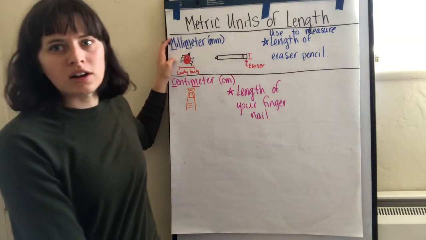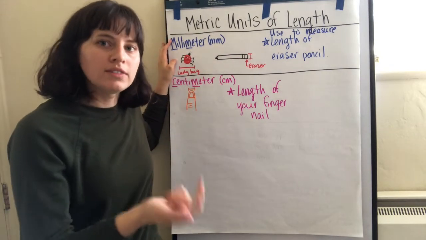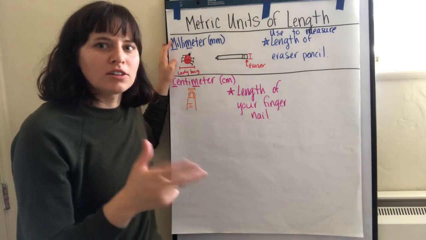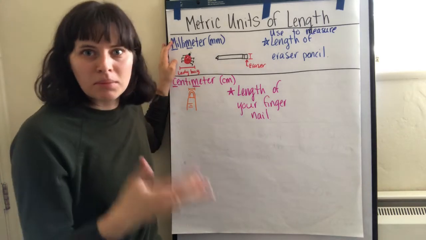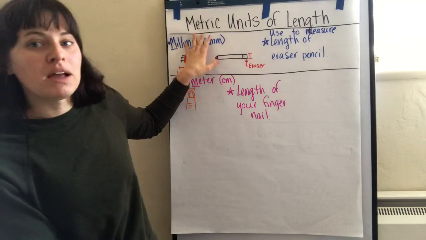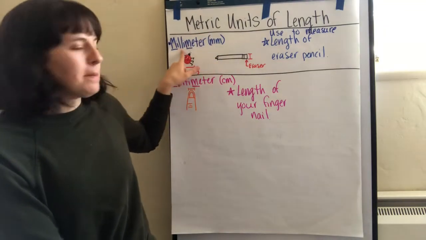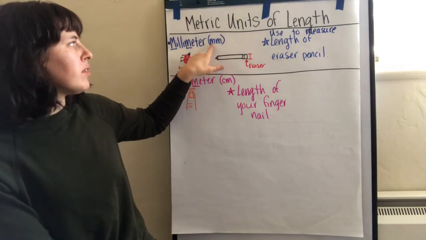The first thing we're going to talk about, because we've already talked about inches and feet and yards and miles, now we're going to talk about the metric units. So we're going to talk about millimeters. And we write that with mm.